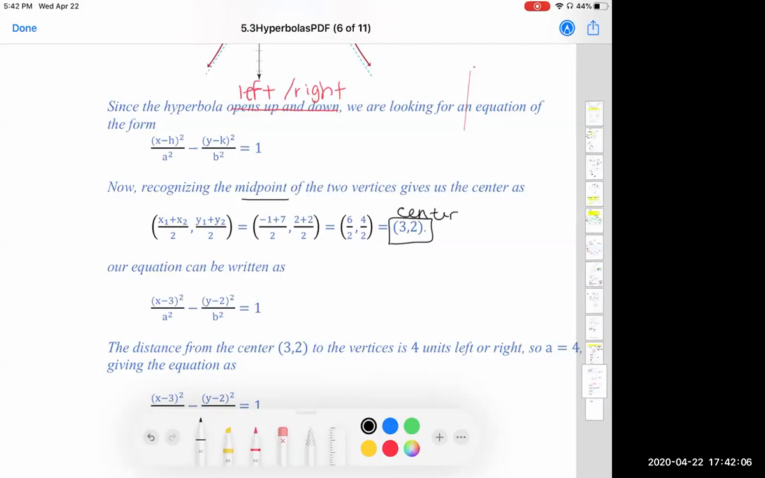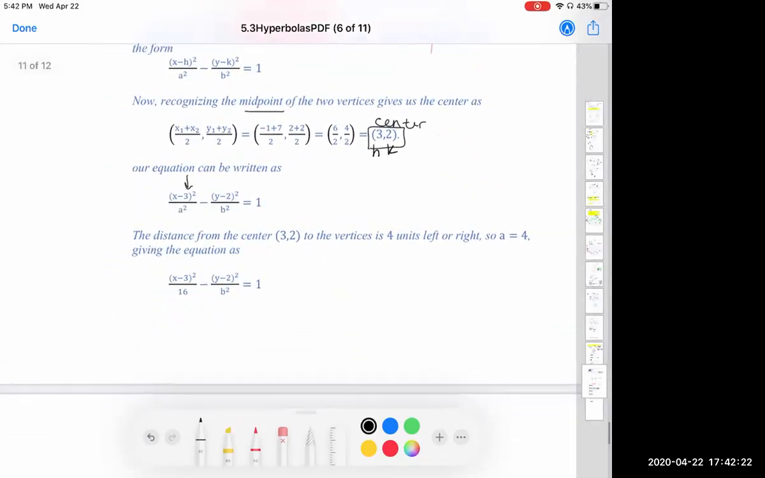All right, so we have pieces of our puzzle filled in. We have h, k, so we write x minus 3 and y minus 2. Remember, you change the sign. The distance from the center, (3, 2), to the vertices is 4 units left and right. So a is 4, giving us the equation (x minus 3) squared over 16 minus (y minus 2) squared over b squared equals 1.